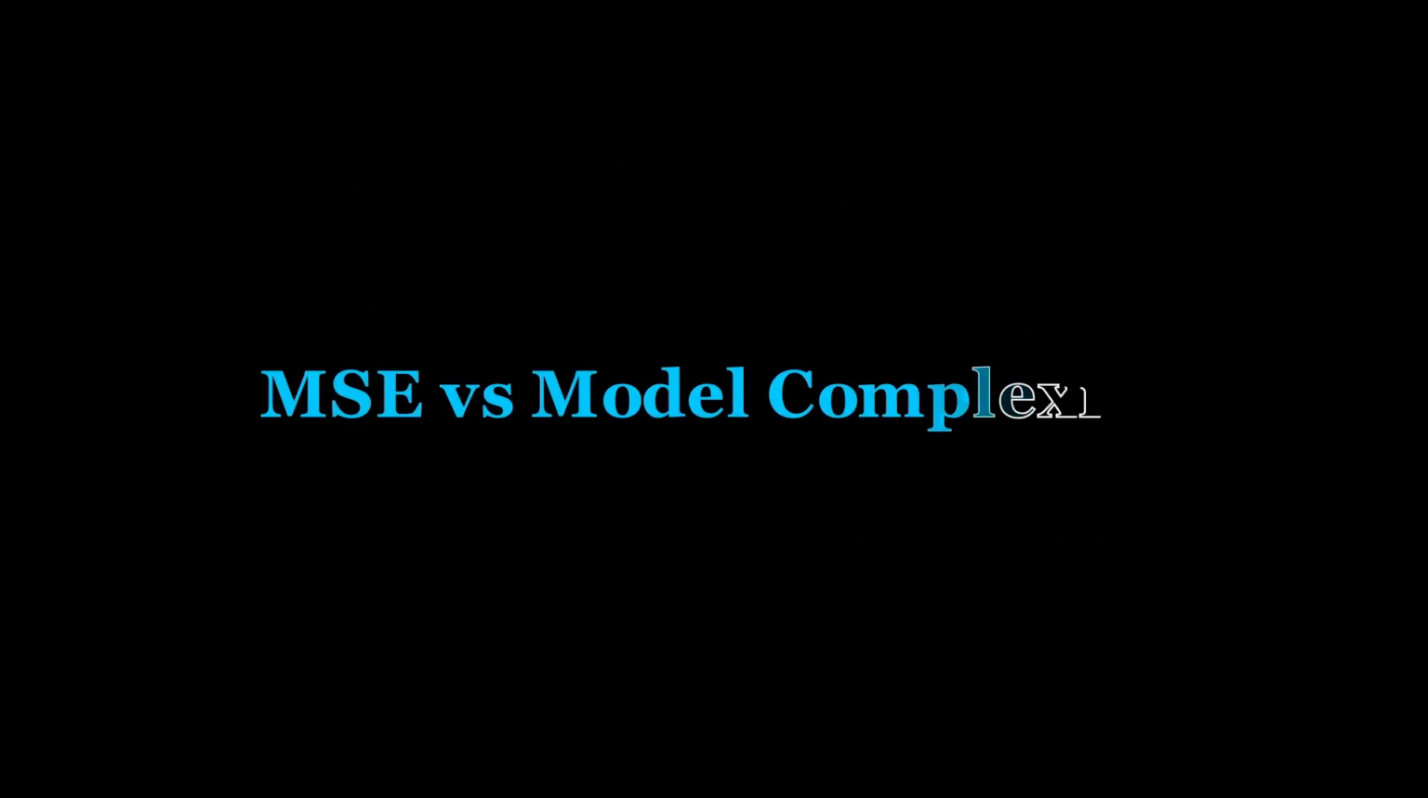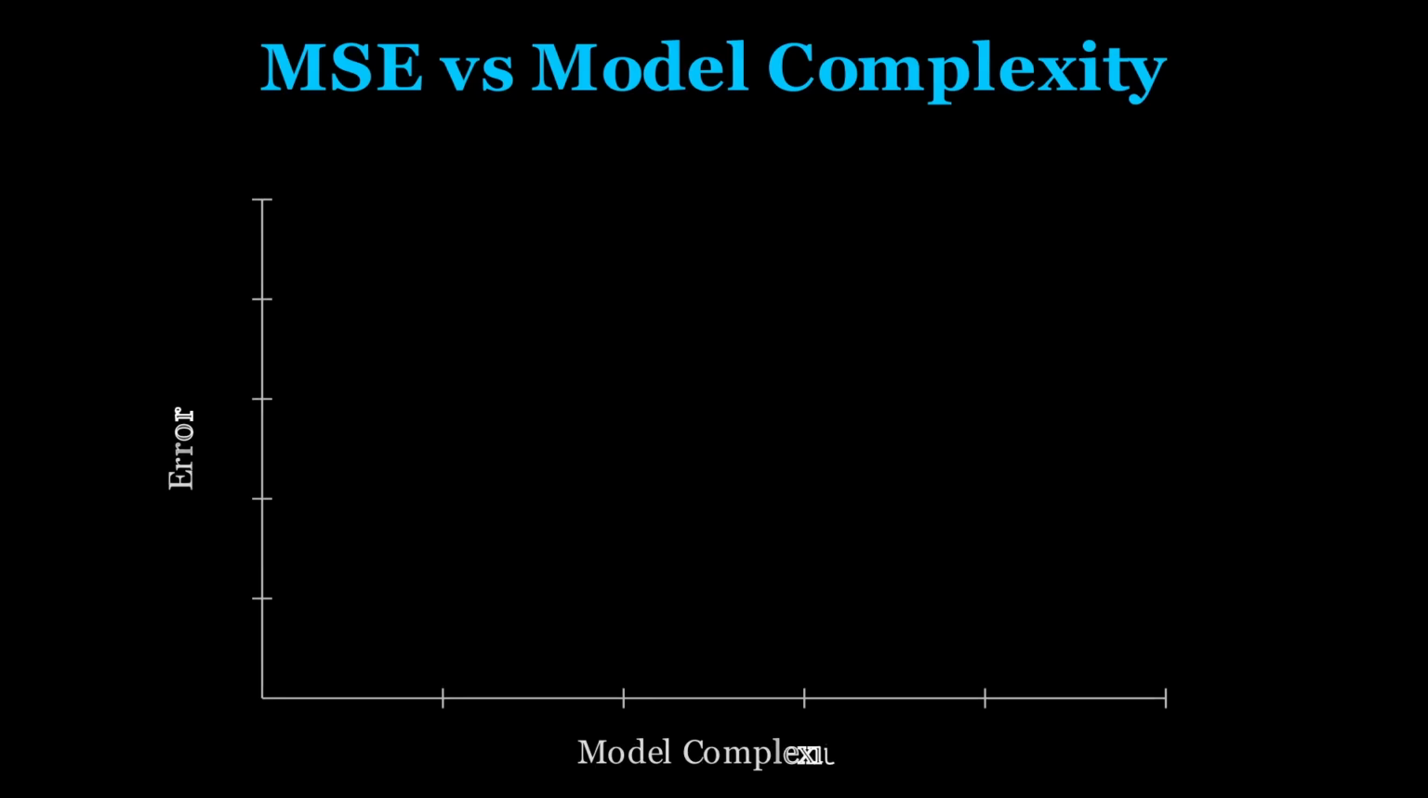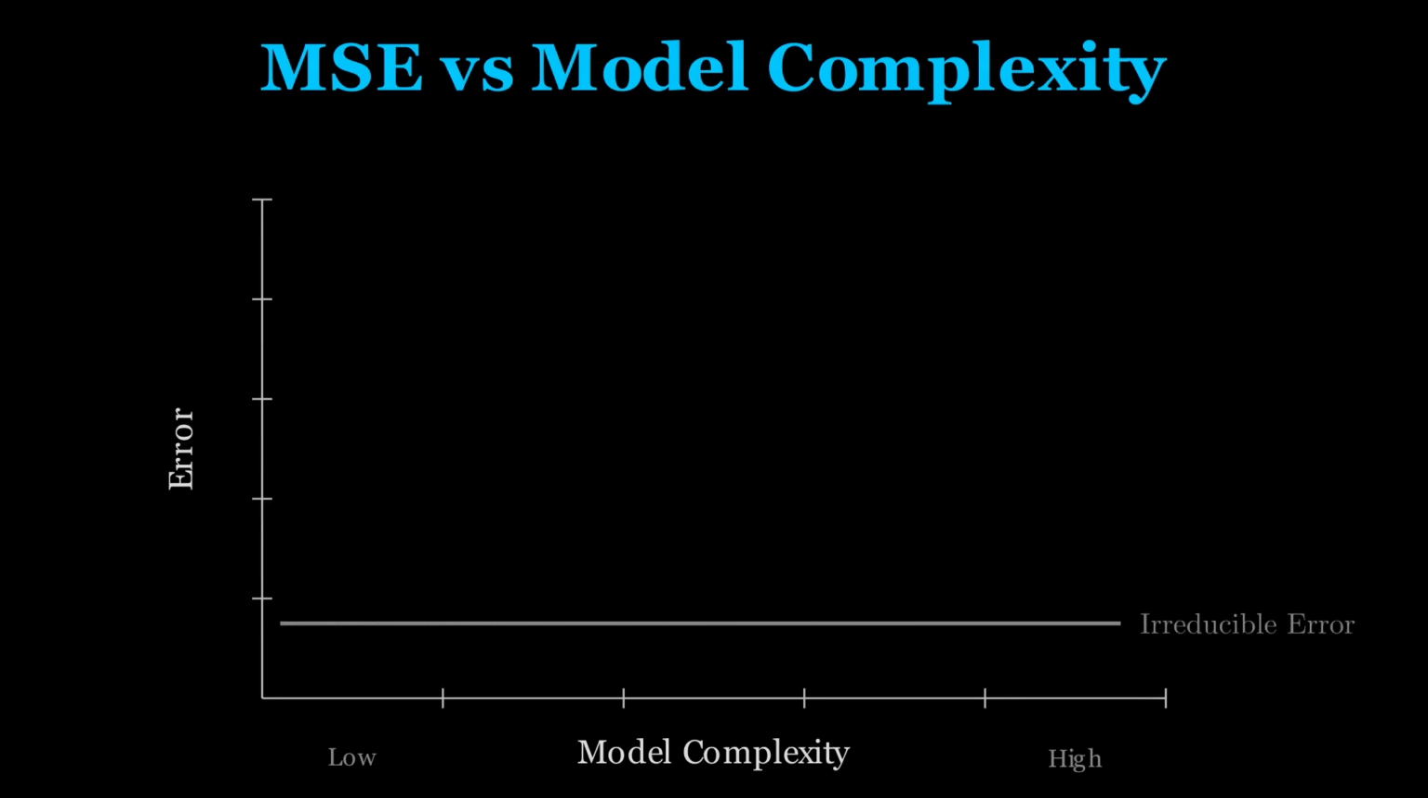Let's visualize how bias, variance, and error relate to model complexity through a graph. Here, the x-axis represents model complexity, ranging from simple models on the left to complex models on the right. First, we have the irreducible error. This is the noise in the data that cannot be explained by any model. It remains constant regardless of model complexity because it's independent of the model's ability to fit the data.